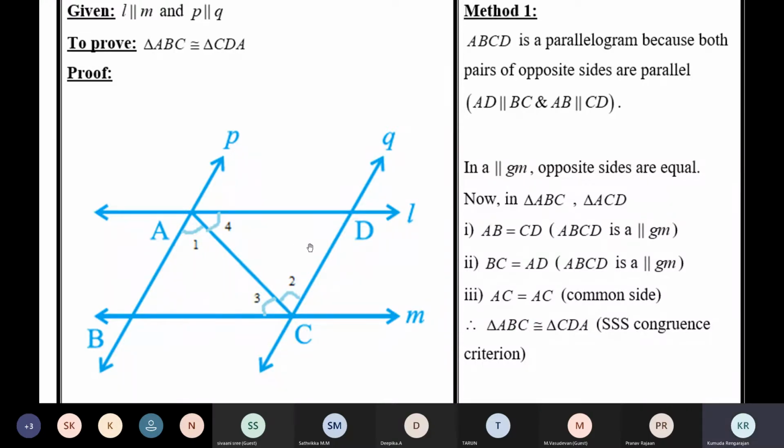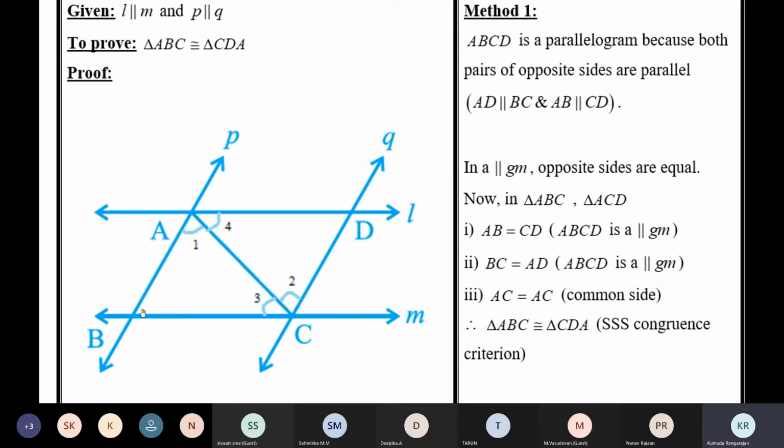All right, now in these two triangles, we need to write three pairs of equalities satisfying any one of the five congruence conditions. Even before you write, you need to first check the equalities available and decide the congruence rule.